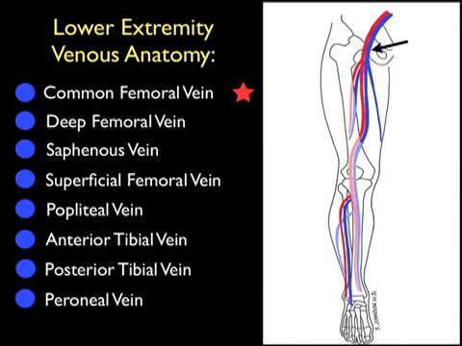The common femoral vein is seen here just below the inguinal ligament. Notice that the common femoral vein is seen just medial to the common femoral artery. Now the common femoral vein continues down the leg to bifurcate into the deep and superficial femoral veins.